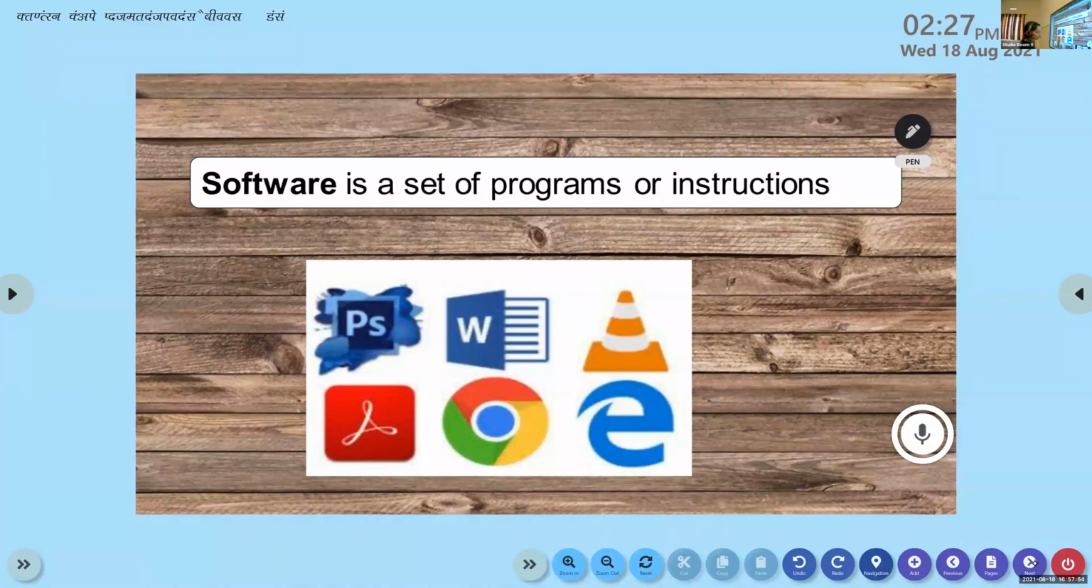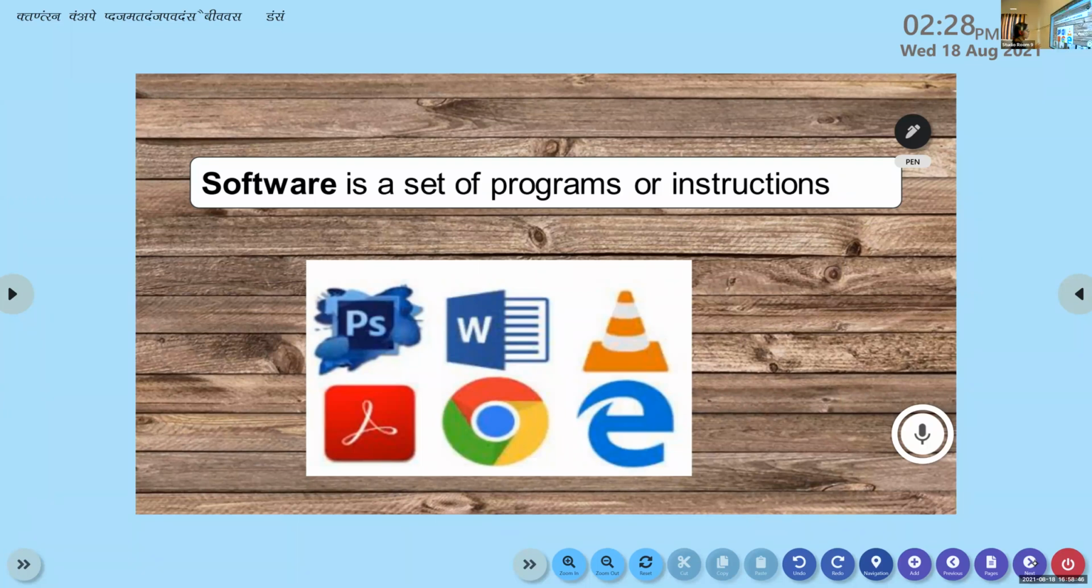You will be using different types of software, isn't it? You will be using different types of applications on your mobile phones. Can you give me 2 examples of the application software that you frequently use? There is one game, Free Fire. Then which are the different applications that you're using frequently? YouTube, WhatsApp. So these all come under software.